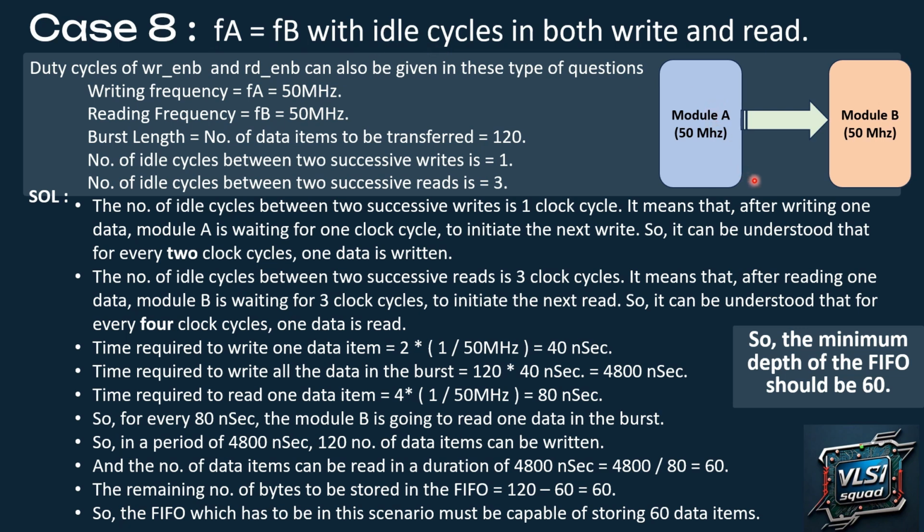Again, the frequency of writer and reader are the same, but here we are taking idle cycles. Time required for the writer to write one data item will be twice the actual time, that is 40 nanoseconds. The reader will read in 4 times the actual time, that is 80 nanoseconds. In 4800 nanoseconds, the writer will write 120 data items. In the meantime, the reader can read 60 data items. So the rest of the data items, that is 120 minus 60, need to be stored. That will be the minimum size of the FIFO.